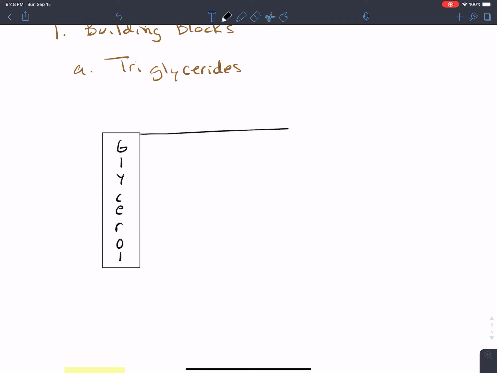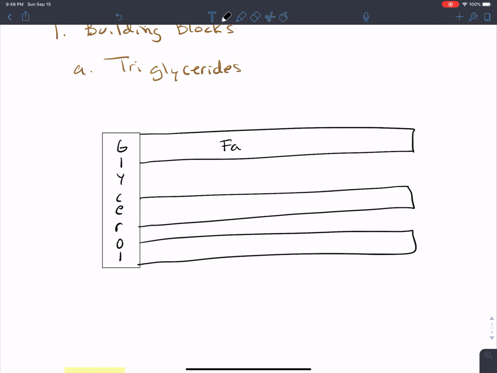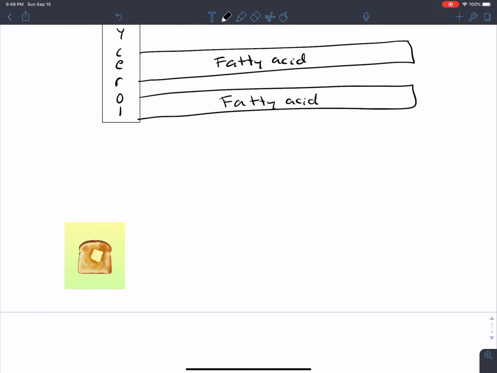And then connected to the glycerol are 1, 2, 3 what are called fatty acids. So a triglyceride is 1 glycerol and 3 fatty acids. So this is the backbone of all different types of lipids. So let's go through some types.